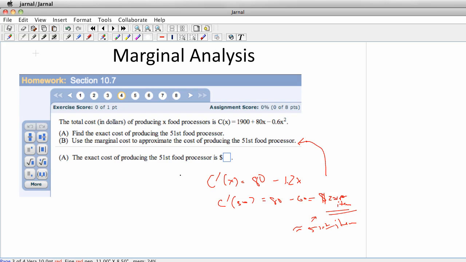Part A, if we really want to know exactly the cost of the 51st item, well, we could just take C of 51, because that's how much it costs to produce 51 items, and subtract C of 50.